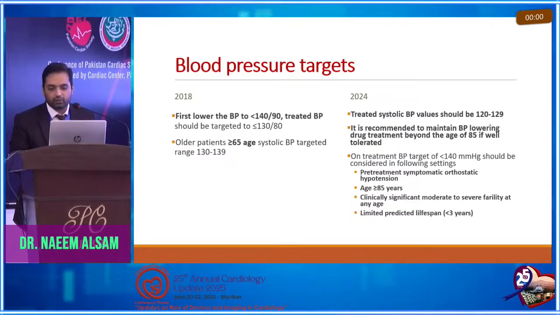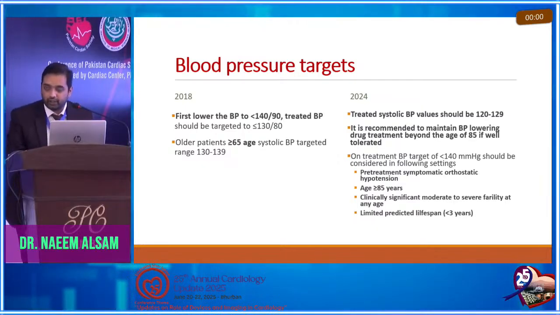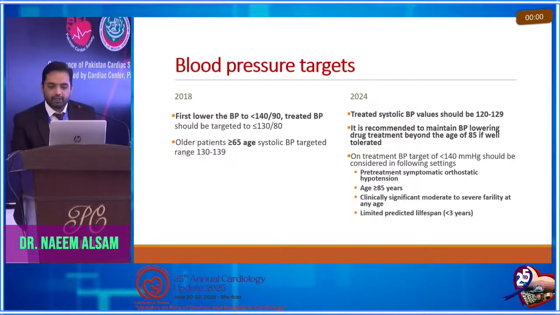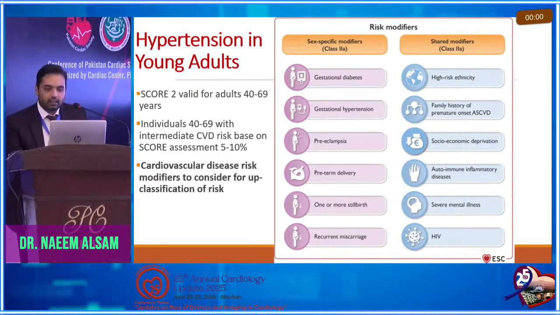you have to treat the patient to 120 to 129, and elderly is 85. Ongoing treatment for lower thresholds is for pre-treatment symptomatic orthostatic hypotension, age more than 85, moderate to severe frailty, that means frailty index of more than 5, and limited predicted lifespan. These are the risk modifiers which you can apply, and where you cannot risk stratify the patient with a scoring system, as for young adults, in patients with score less than.